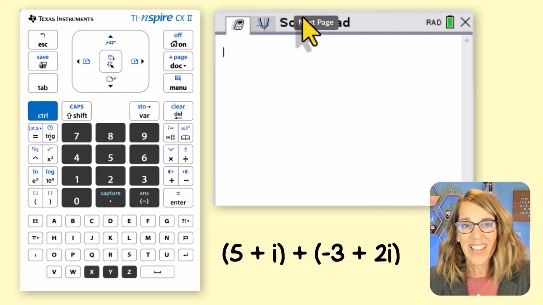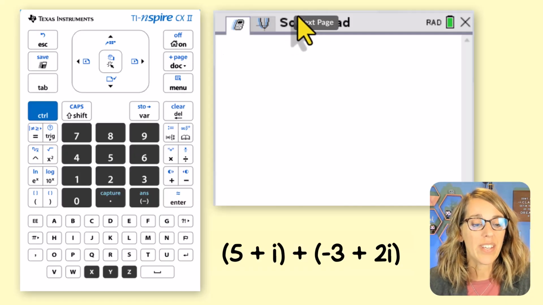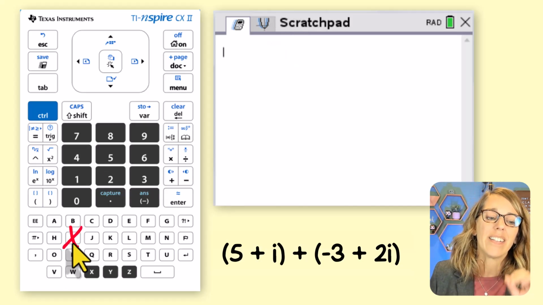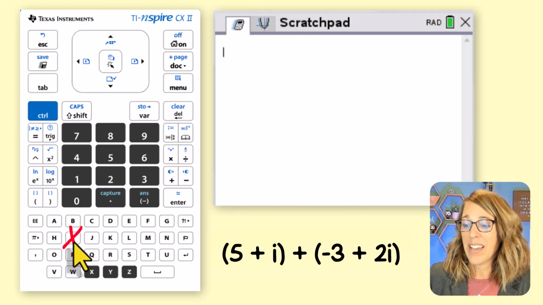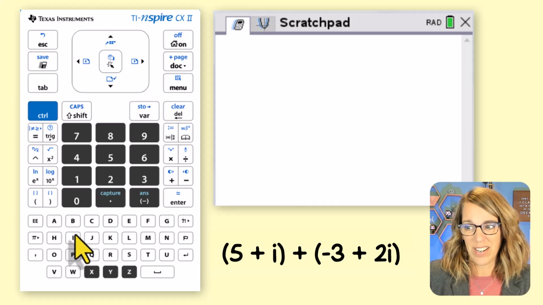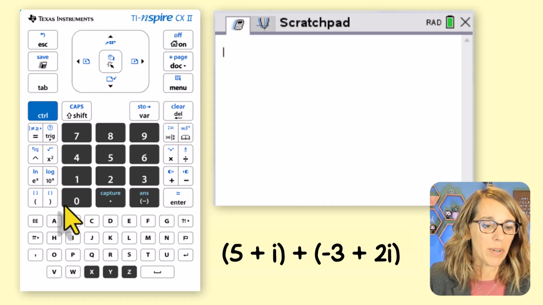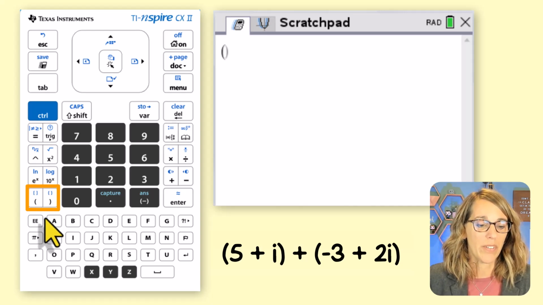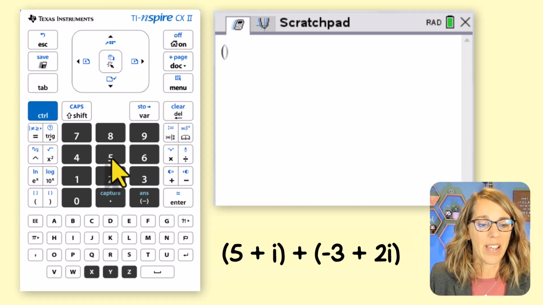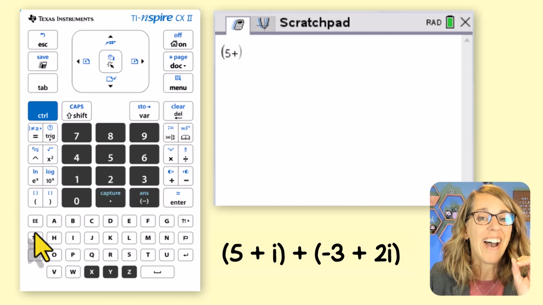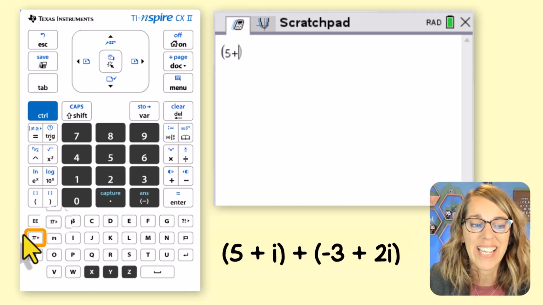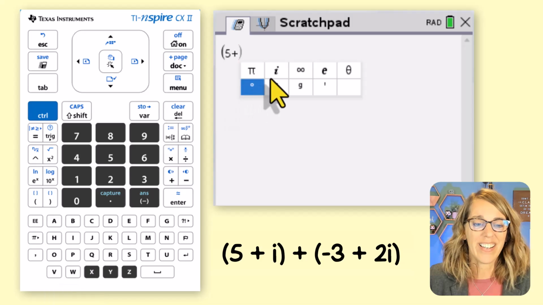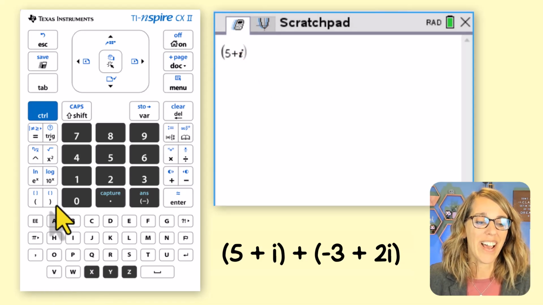Well, to get anything in terms of a complex number into the calculator, we need to know where that imaginary unit i is, and it is not the letter i on your keypad. So to do this first addition, I do want to put that first complex number in parentheses. So my parentheses over here by 0, so open parentheses, and then I want 5 plus i. So 5 plus i lives in this little pi key here. These are your quick symbols. So as I click pi, there is i, so I get 5 plus i.